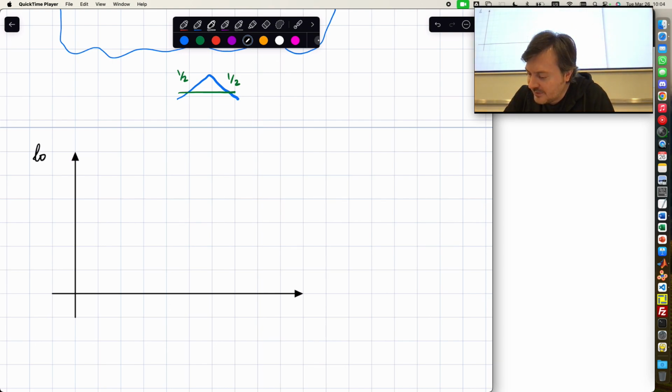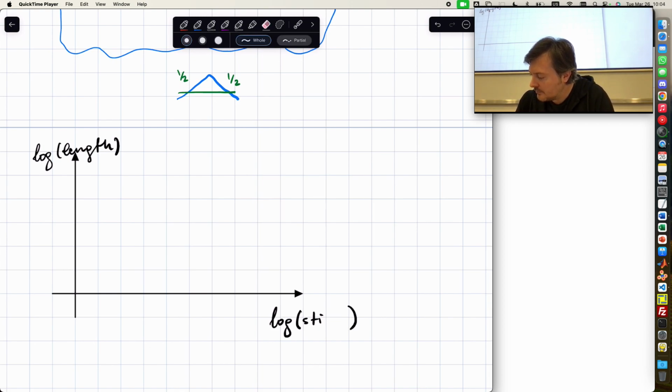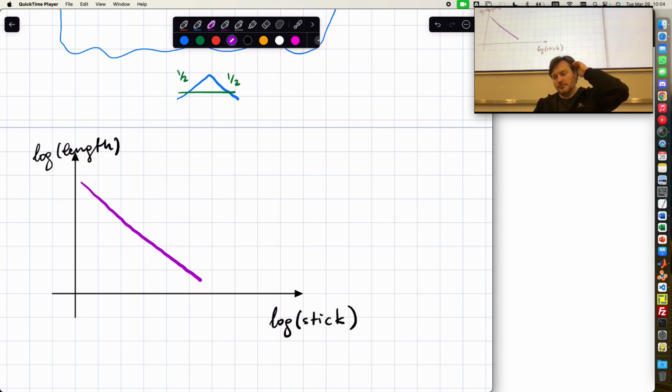But if you draw log of the length and log of the stick, this is k, it will go like this. Okay? So as the stick gets smaller and smaller, did I write it incorrectly? Log of the stick goes to minus infinity, isn't it? Yes, it goes to minus infinity, so it's not 0 here. It can go all the way to minus infinity, right? Log of the stick. So the length goes to infinity.